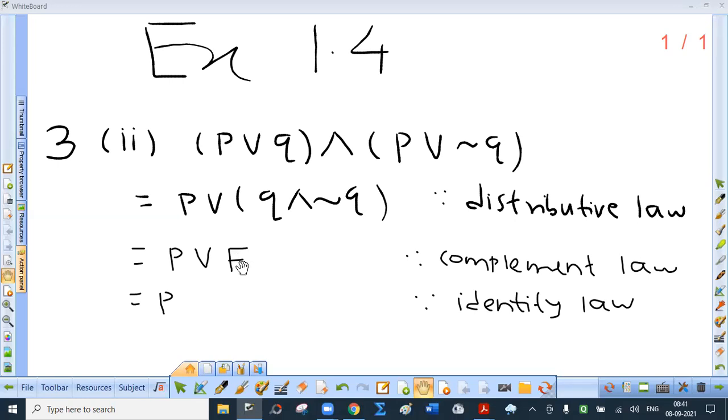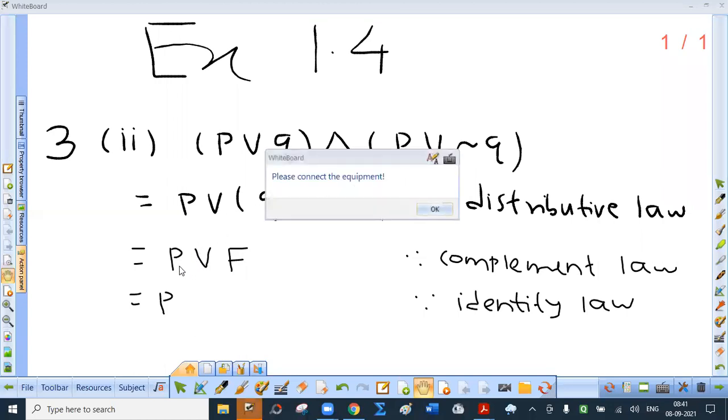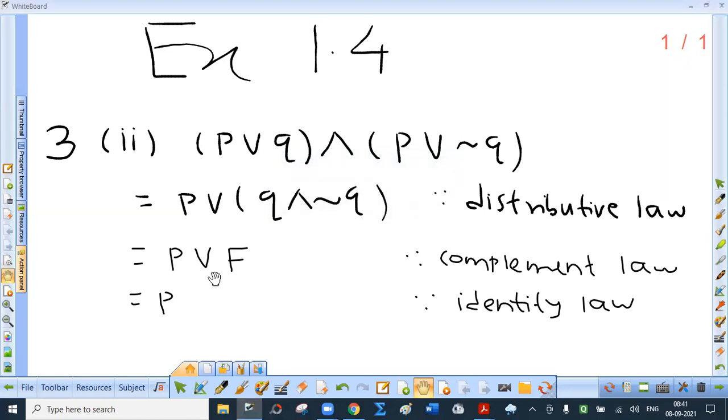It is nothing but false. This is complement law. And what is P or F? It is nothing but P. Had it been P or true, I would have written true. But it is P or false, so it is P. And the reason for this, identity law. See, if you do not write these reasons, you won't get full marks.